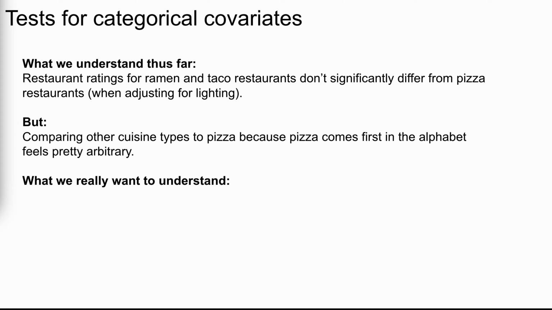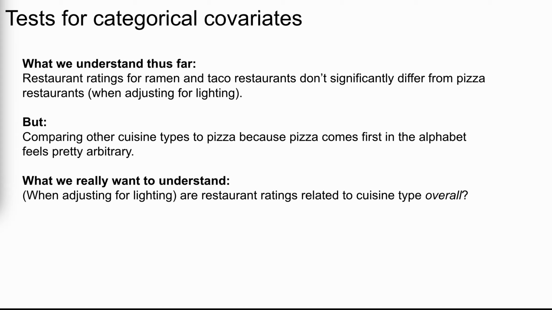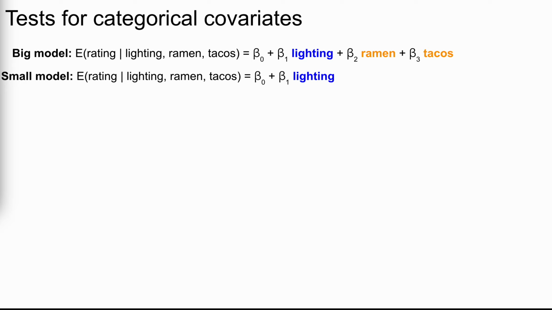But comparing other cuisine types to pizza, because pizza comes first in the alphabet, feels pretty arbitrary. What we really want to understand is whether or not restaurant ratings are related to cuisine type overall, combining all cuisines. So again, this question boils down to asking if we can drop the cuisine covariate, hence the corresponding ramen and taco coefficients from our model.